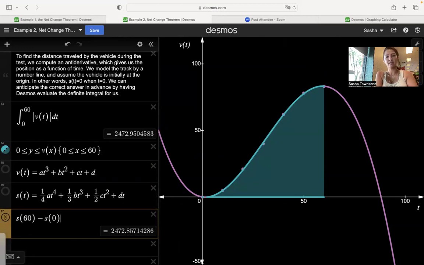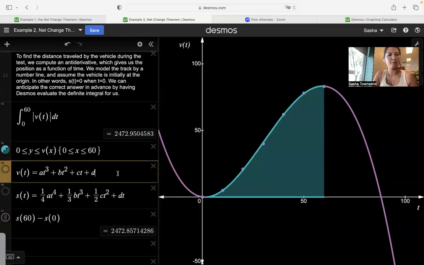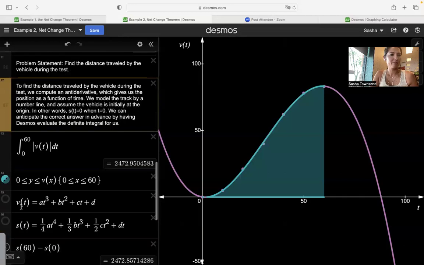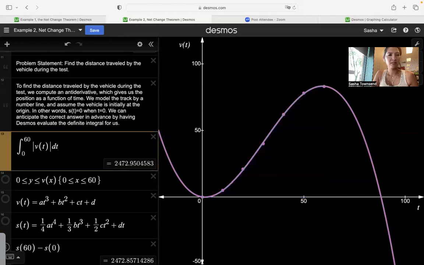It should give you the exact same value since both functions are positive on the interval. The displacement and the distance traveled are the same in this case because the function is positive. So I don't know why it would be off by a tenth, but it's off by a tenth now. Okay. Guess Desmos is a little buggy today.